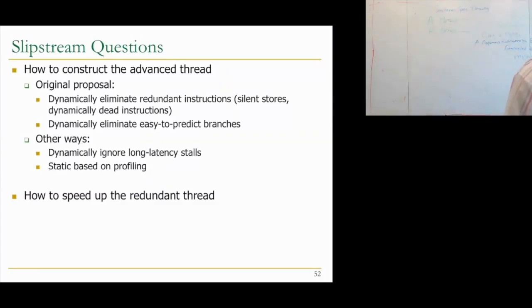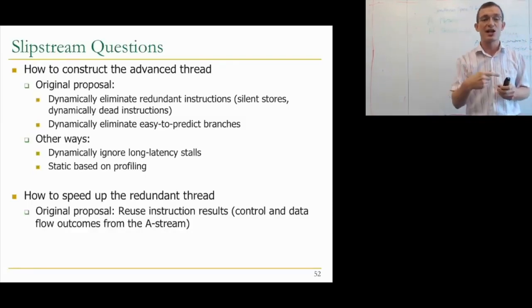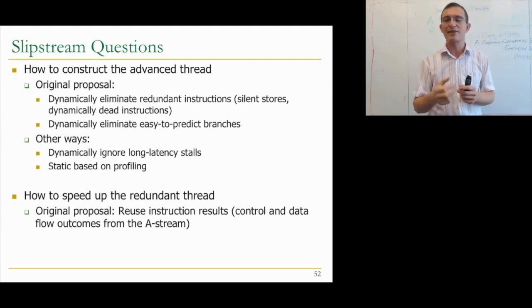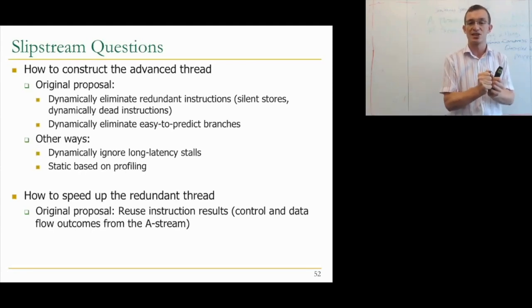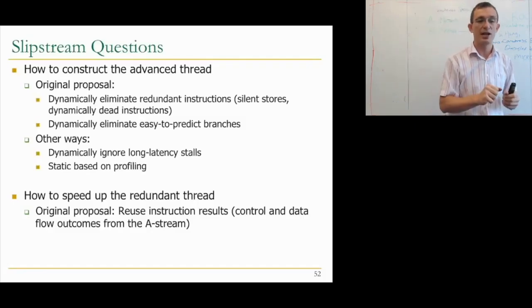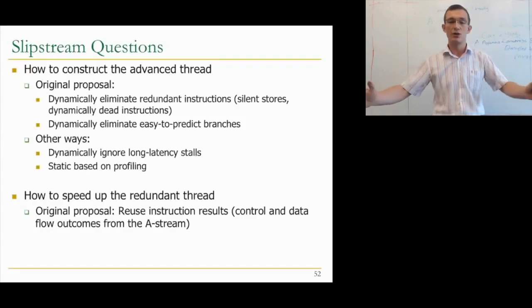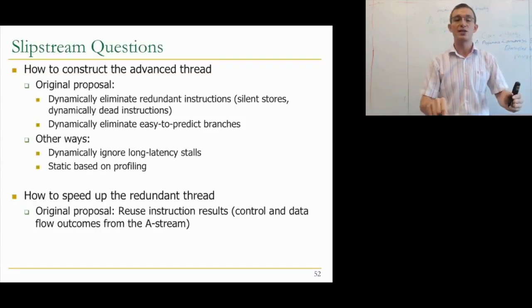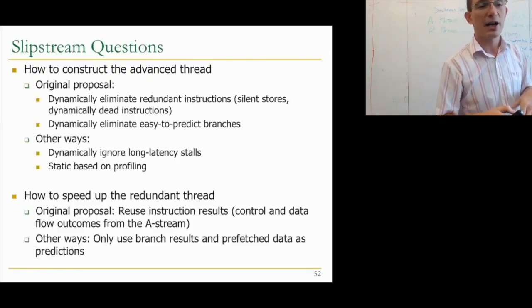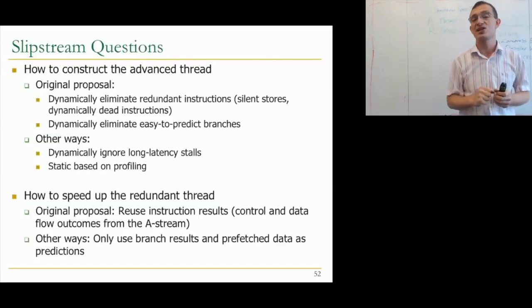Okay. How do you speed up the redundant thread? That's another question, right? The original proposal actually reuses instruction results, control and data flow outcomes from the advanced stream. It turns out this is not that easy because you need to merge the results into the redundant stream somehow, and the redundant stream is executing out of order. How do you actually merge the results coming from the advanced stream into the redundant stream if you would like to do that? There are other ways. You can only use branch results, for example, to simplify things, or prefetch data as predictions.